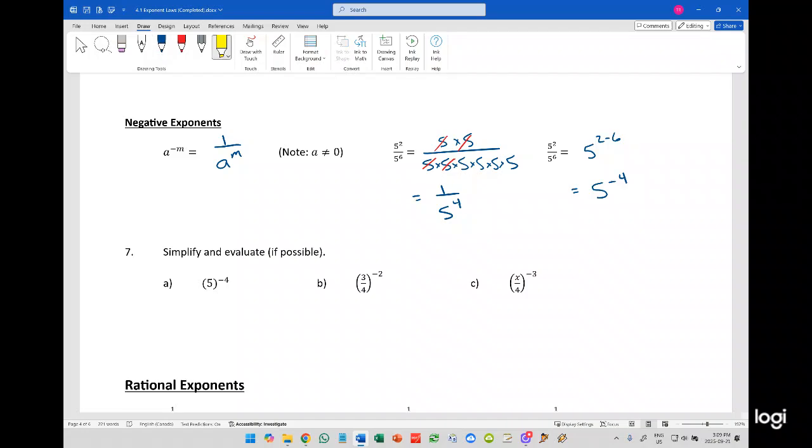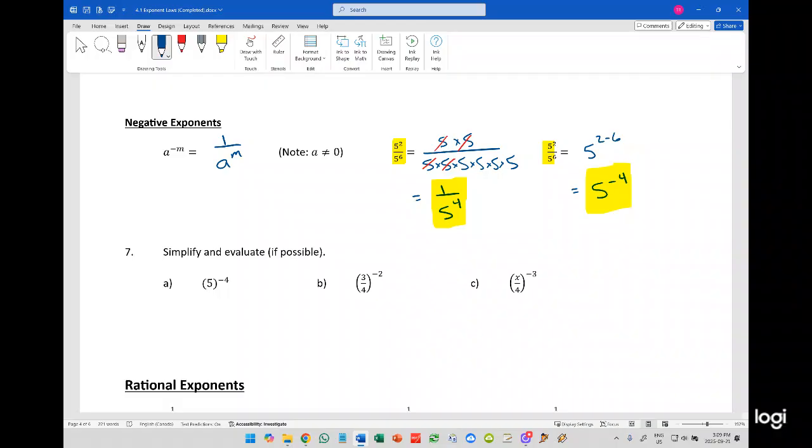And again, since the starting fractions were identical, that means that this must equal this, and the fact that it was 5 and 4 is irrelevant. Anything to a negative exponent is just 1 over the same base to the positive version of that exponent.